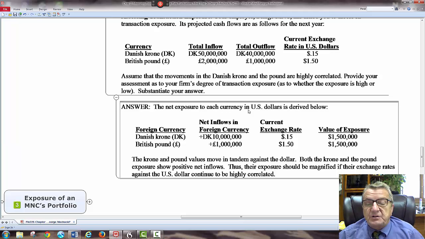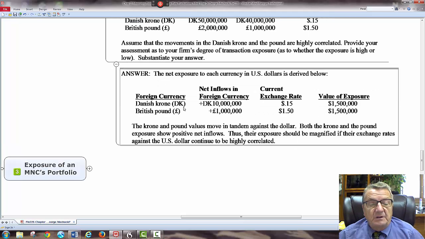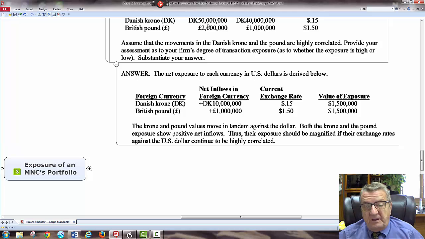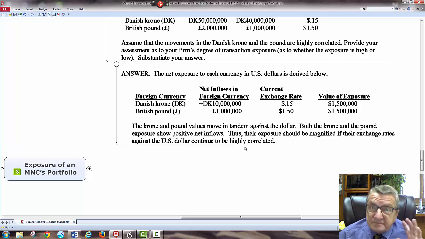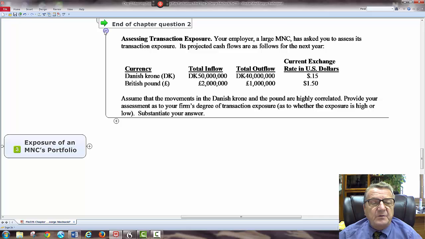The exposure to each currency in U.S. dollars is divided below. Here it is. You have the exposure and the exchange rate. It ends up as correlating the same thing: the krone and the pound move in tandem against the dollar. Both the krone and the pound exposure show positive inflow. Thus, their exposure should be magnified if their exchange rates against the dollar continue to be highly correlated. Okay? Very good.